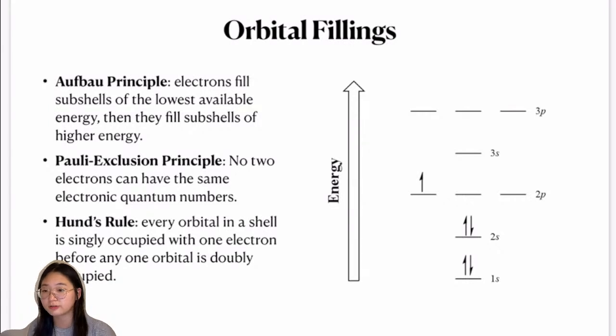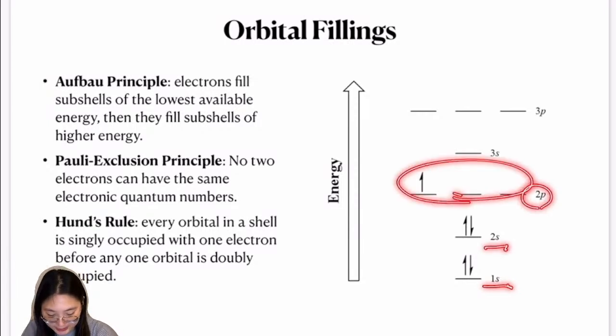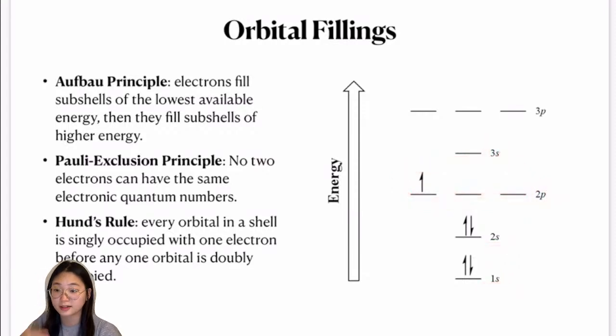The first one is called Aufbau principle, and it states that electrons fill the subshells of the lowest available energy, and then it fills the subshell of the higher energy, which means it's impossible to fill the 2p first and then 2s. That's not possible. You need to fill all of the 2s first, and then you can fill the 2p. Okay, it's impossible to fill the 3s and then go back to the 2s. No, you need to fill 1s first. After it's filled, you fill the 2s. After it's filled, you fill the 2p. After all of these things are filled, you fill the 3s, and then it goes on.